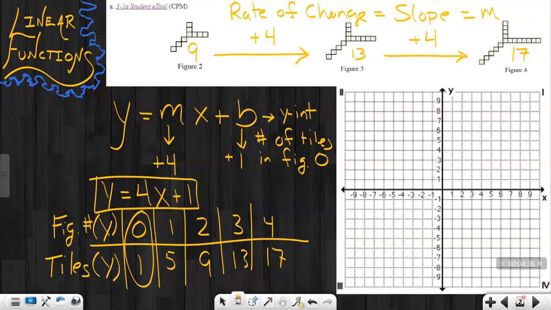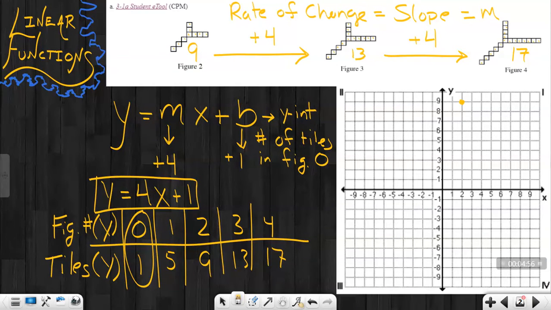All right. Now that rule, you could plug that into your graphing calculator, and you could see a table and see that your table matches and everything, and you can even get a graph from that. I'm going to show you how to graph from the values that we have so far. First thing, I'm just going to plot what I have. Figure 2 was 9. So I'm going to put a point right at 9.